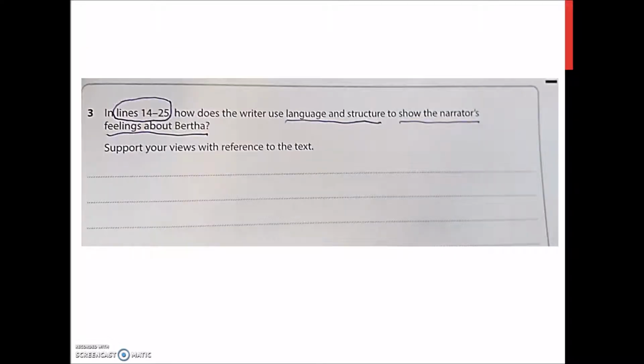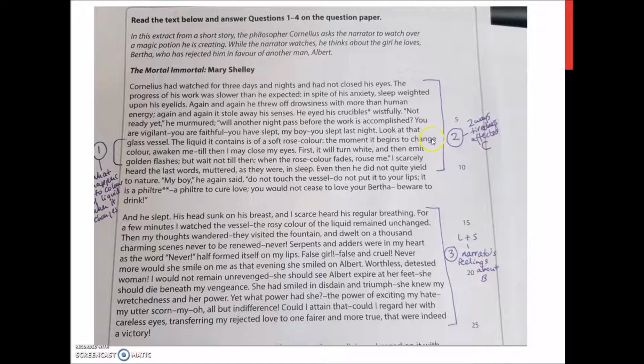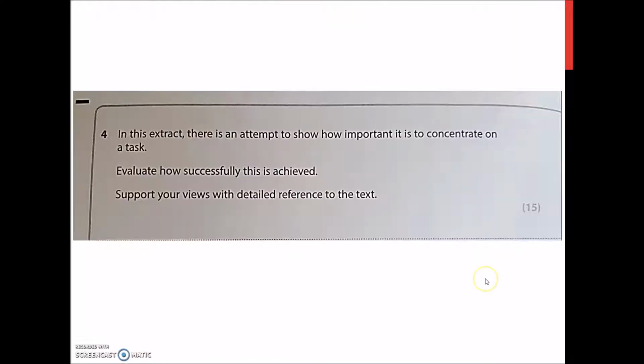Here's the question, here are my annotations. I've circled the lines and language and structure. We know question 3 will always be about language and structure, but we're looking particularly at how the narrator's feelings about Bertha are shown. So we go back to the text. Here we've been given lines 14 to 25, so I've bracketed off all of these lines. I've put number 3 because it's question 3, I've put L and S standing for language and structure, narrator's feelings about Bertha. Question 4 is about the whole text.